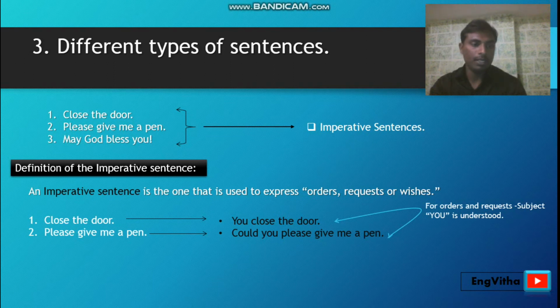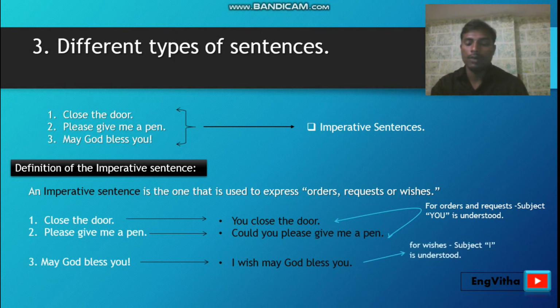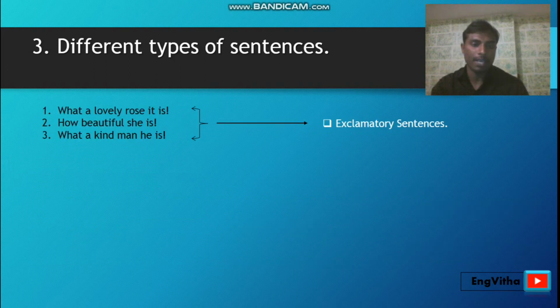So let us go for the third example. May God bless you. Here actually we mean to say the actual sentence is I wish may God bless you. So here we skip the subject I. So actually in wishes we skip the subject I. So for wishes the subject I is understood.